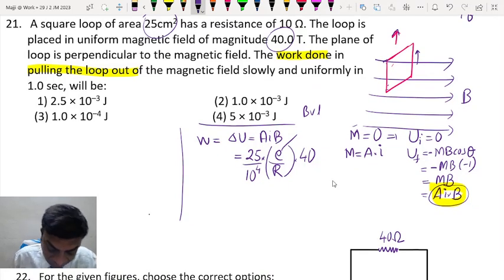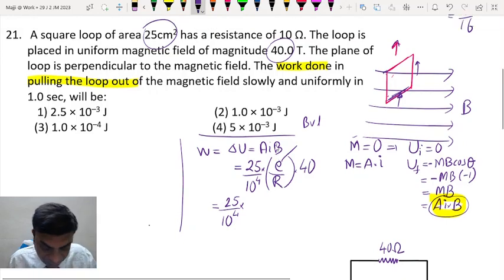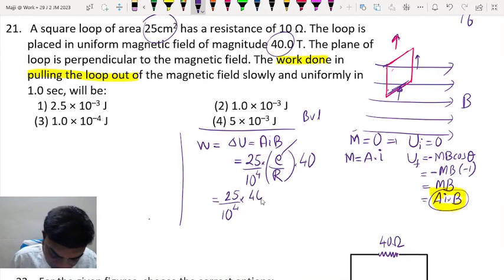So you can apply this concept of BVL. Basically the EMF will be induced here in this lowermost part of the wire. So this is 25 by 10 to the power 4 BVL. B is how much? Again 40.